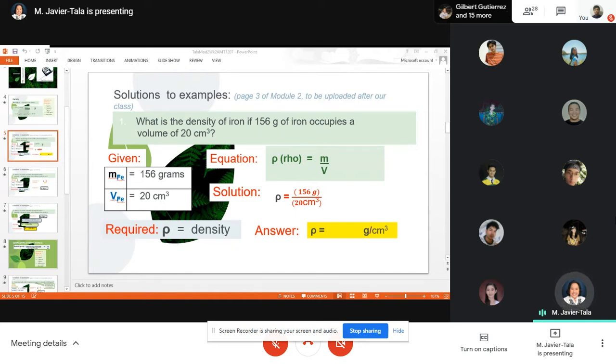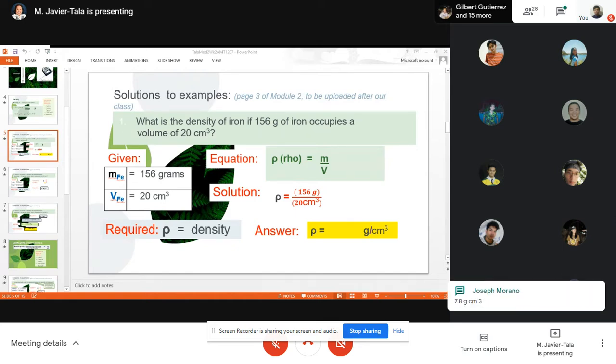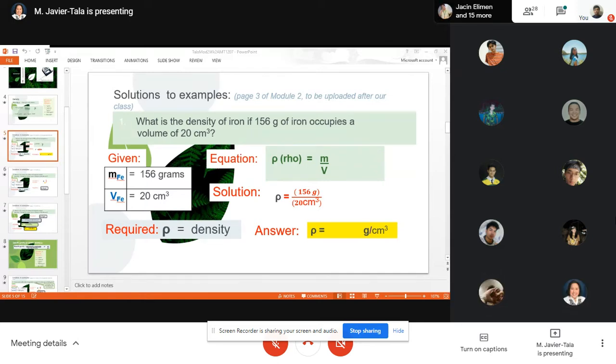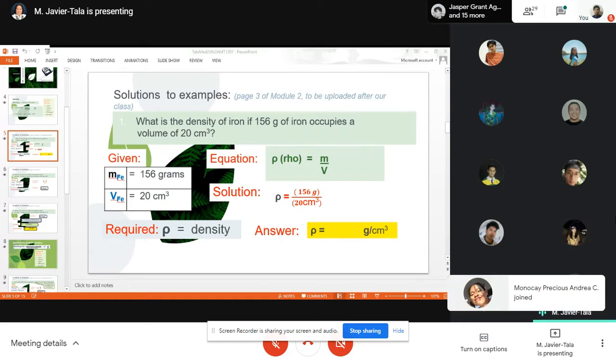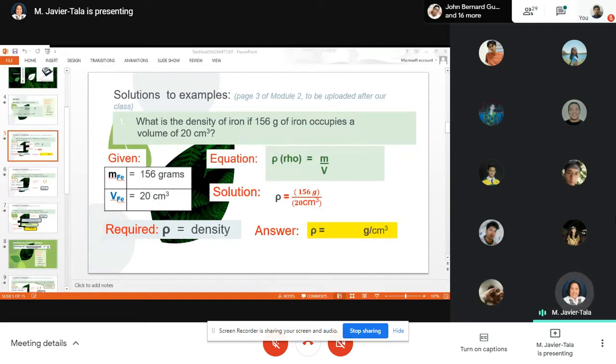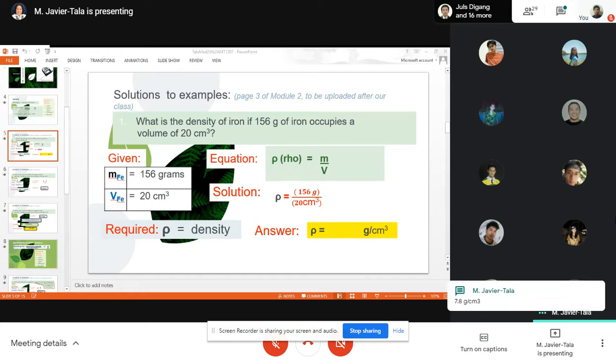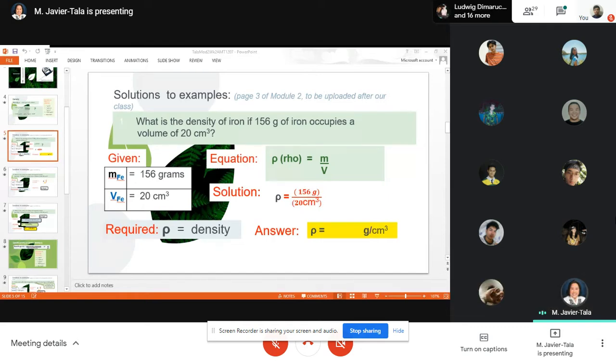What is the density, Mr. C? Ma'am, 7.8 grams per cubic centimeter. Okay, 7.8 grams per cubic centimeter. Of course, there is really no solution shown for this one. We go to the next.